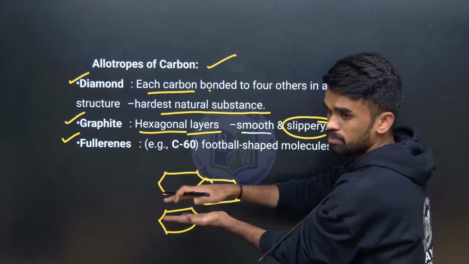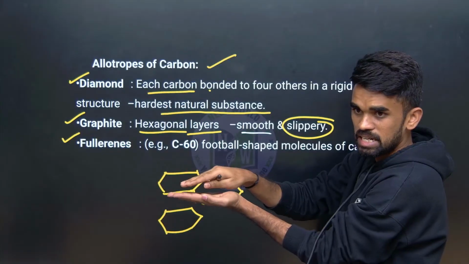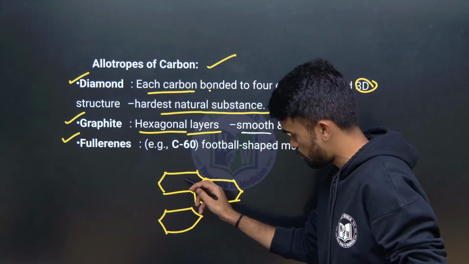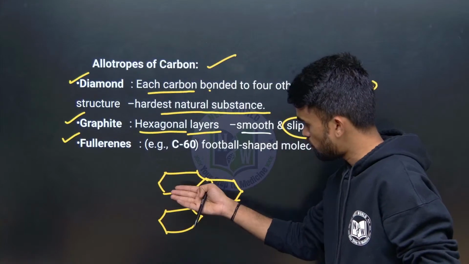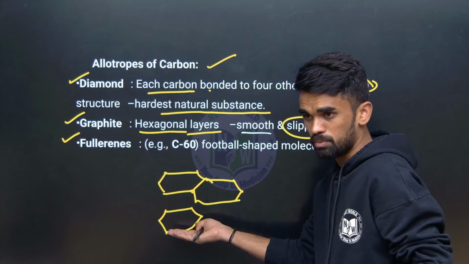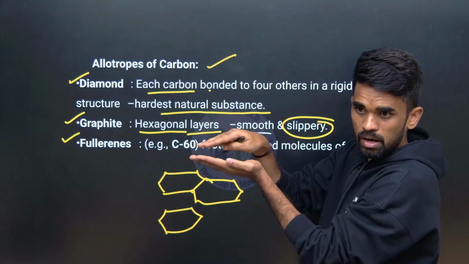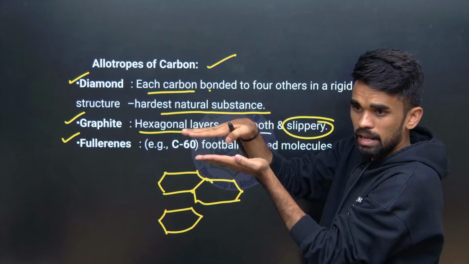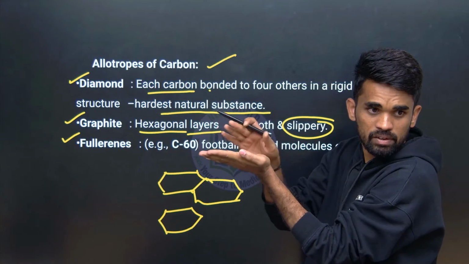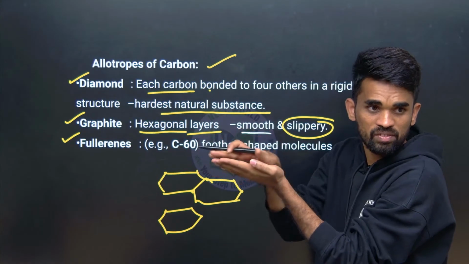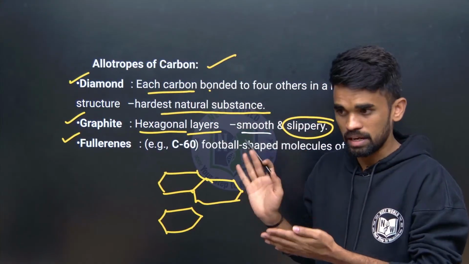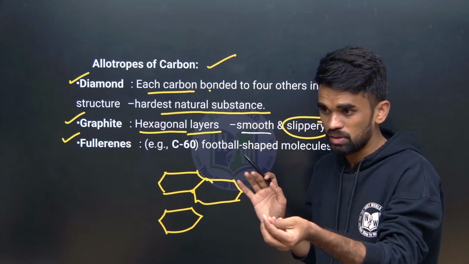Between them there will be slight interactions. Due to the slight interactions, pi electrons will be there. So between the top layer and bottom layer there will be some interactions. Due to those interactions it will be slippery, giving its slippery nature, so that it will be used as a lubricant. We get a greasy feel when we touch a pencil, right?